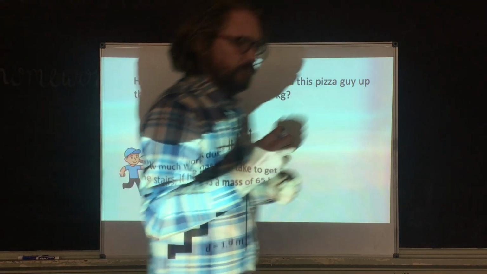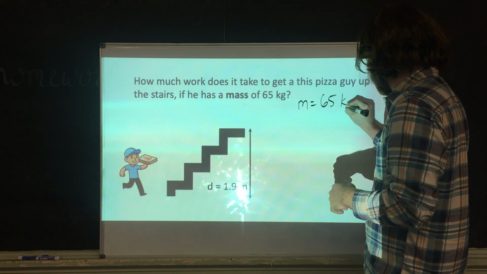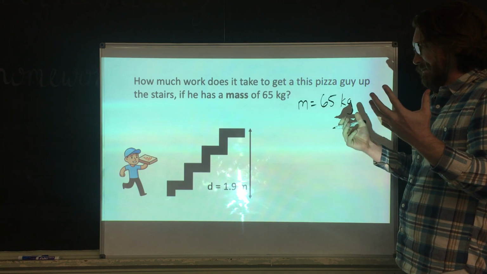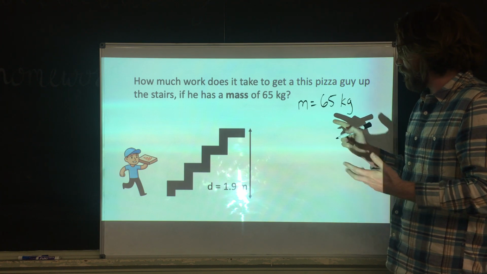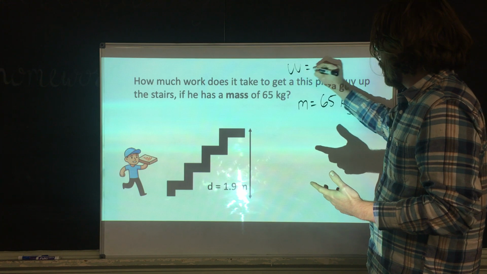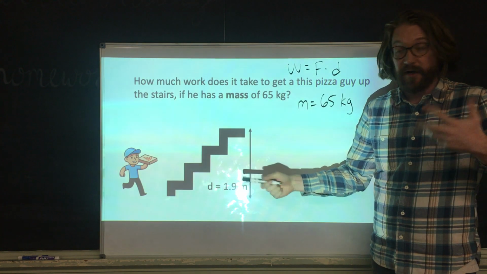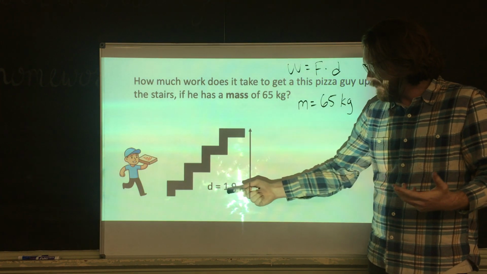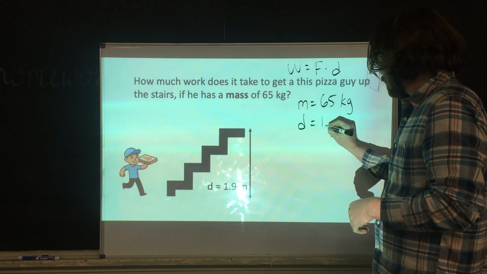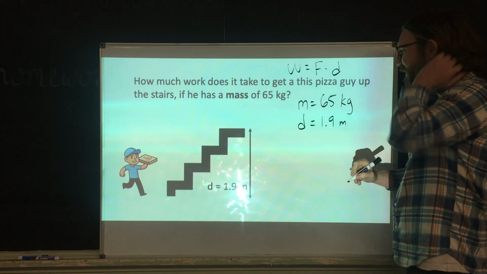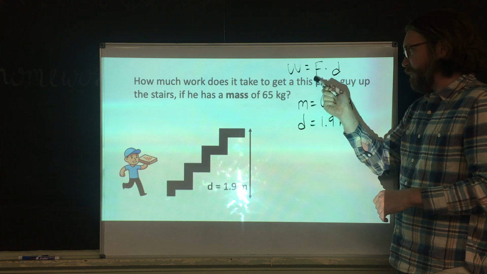So let's write that down. Our mass is equal to 65 kilograms. All right, how are we going to figure out how much work it takes for the pizza guy to go up the stairs? Well, let's think about this. We know that work equals force times distance, right? If we look here, we got another clue. We know the distance of the stairs is 1.9 meters going up. So let's stick that on our list over here. Distance is equal to 1.9 meters. Now, in order to find the work, we need the force and the distance. We got the distance, but we need the force.